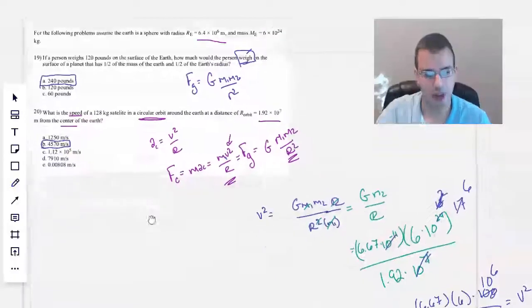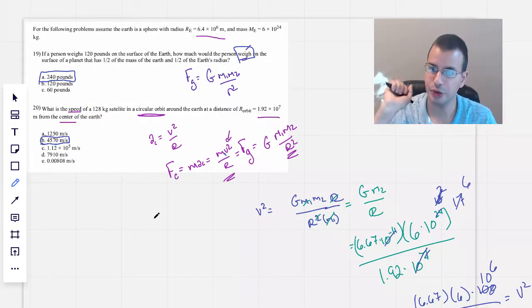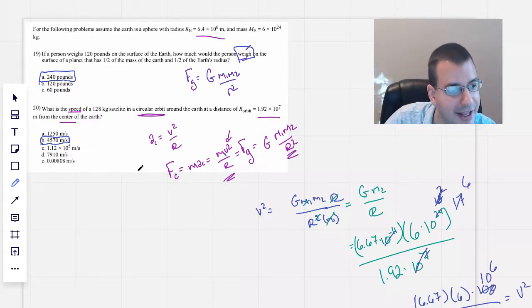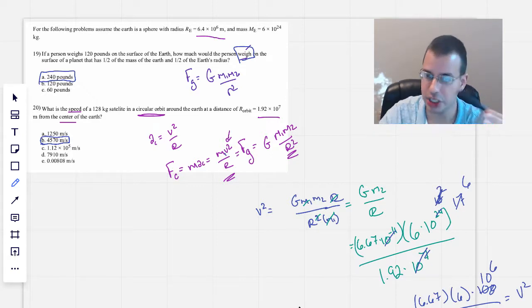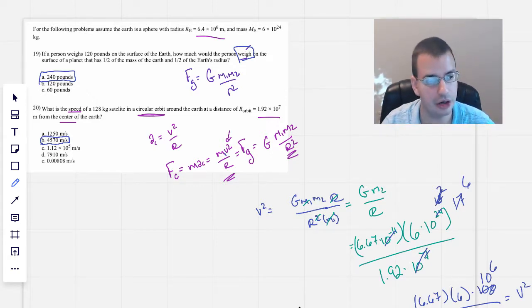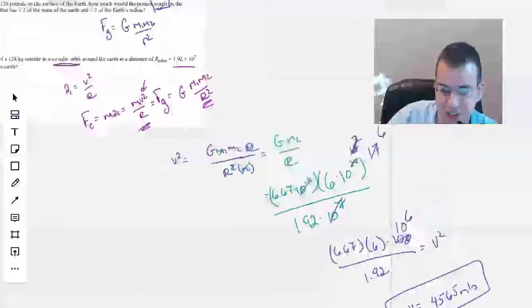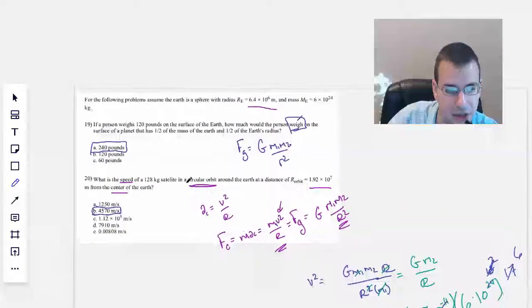So the idea here was we set our centripetal acceleration equal to our gravitational acceleration. And that gave us an equation. We solved it for v squared, which we then square rooted. And after square rooting it, we got 4565 meters per second.